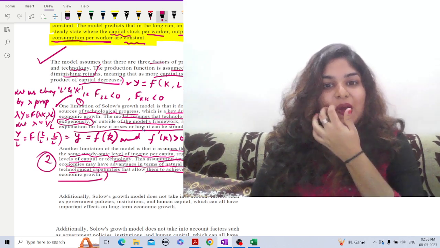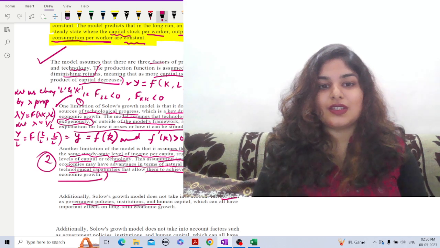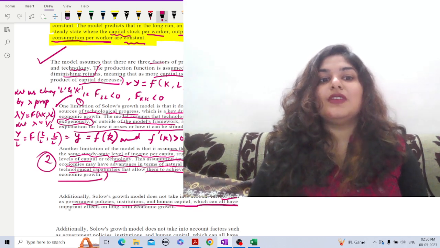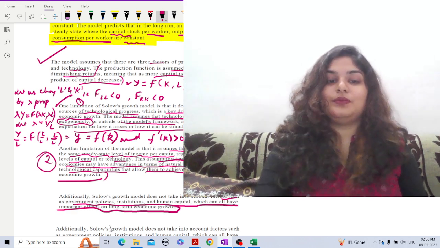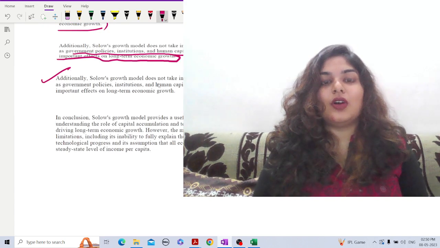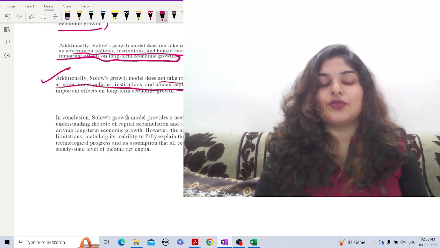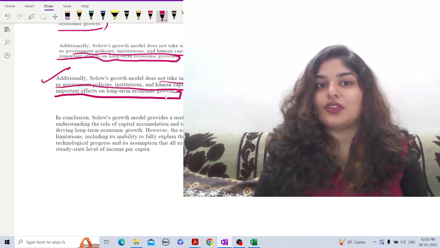Then what about the third one? So the Solow growth model does not take into account factors such as government policies, institutions, human capital, which can all have important effects on the long-term economic growth, right? So additionally, the Solow growth model does not take into account factors such as government policies, institutions and human capital, which can have important effects on long-term economic growth.